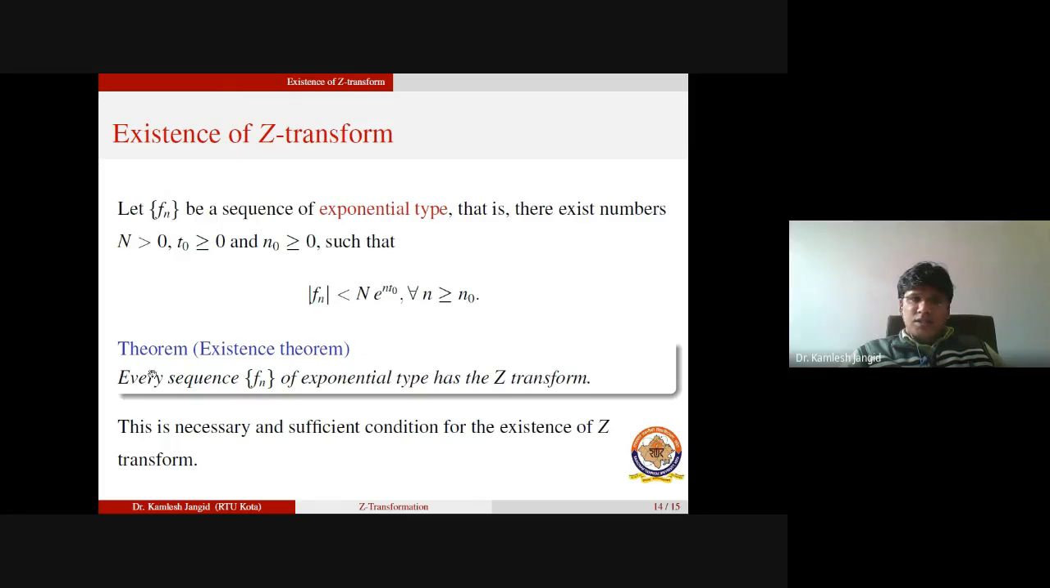Now the existence theorem for the z transformation. Every sequence f(n) of exponential type has the z transformation. It means if your sequence f(n) is of exponential type, which satisfies this condition, then every such sequence has a z transformation. And this theorem is a necessary and sufficient condition for the existence of z transformation.